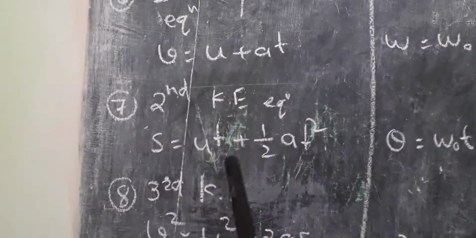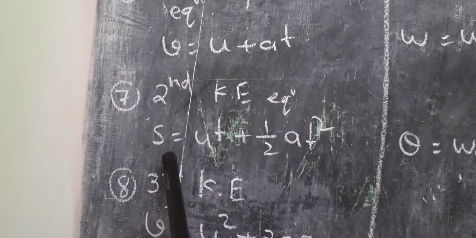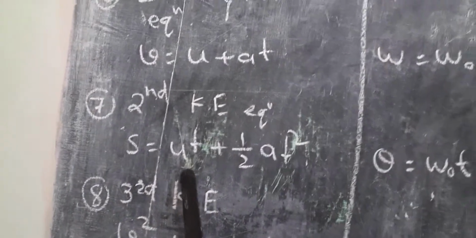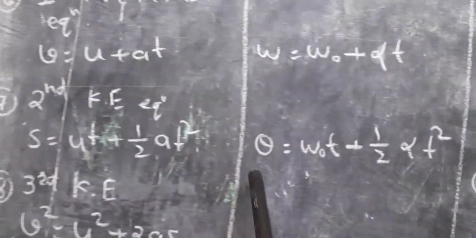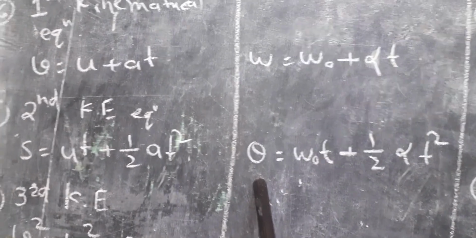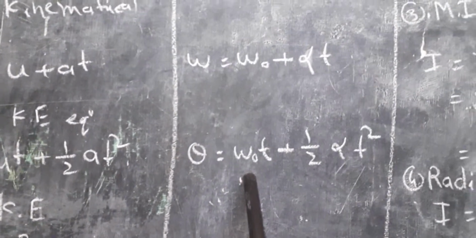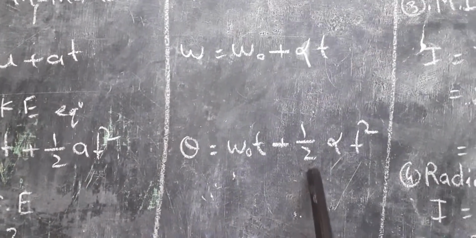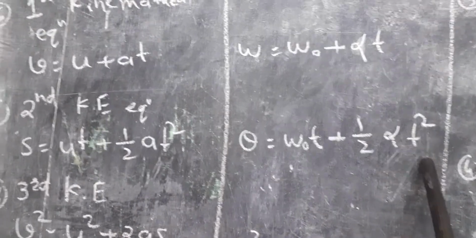The second kinematical equation, we know the standard formula S equal to ut plus 1 half at square. Here S indicates displacement, u indicates initial velocity, t indicates time, a indicates acceleration. So in case of rotational motion, displacement is given in terms of angle, so angular displacement theta. In place of S we write theta. Then in place of u we write initial angular velocity omega 0 t plus 1 half alpha, in place of a we write alpha, t square as it is.